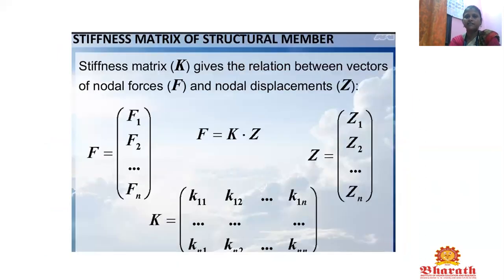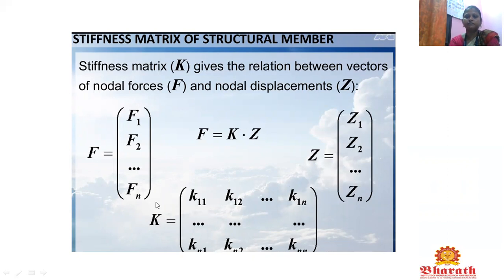Next is the stiffness matrix of a structural member. How is it formed in a stiffness matrix K? The stiffness matrix K gives the relationship between the vectors of the nodal force F and the nodal displacement Z. F is the force acting in the member, written in matrix form as F1, F2, and it goes on to Fn. Next is Z, the nodal displacement, written in matrix form as Z1, Z2, up to Zn.